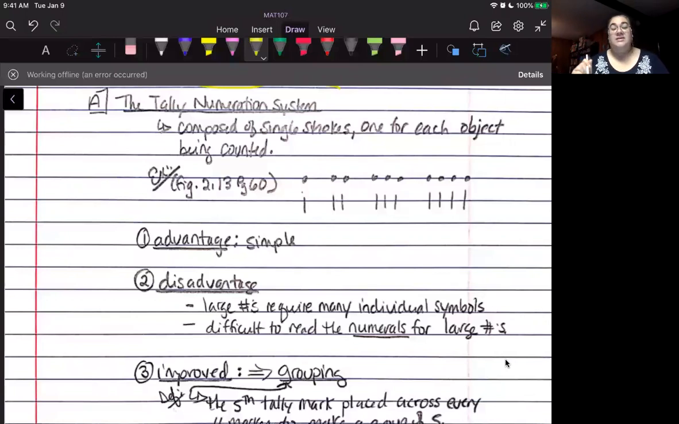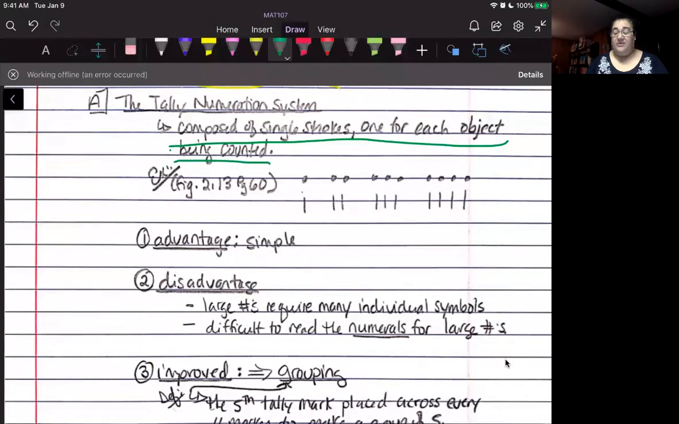But we teach the tally system as a way to bridge into place value, and have them understand what that means, and also to bridge into the discussion of tens and ones and hundreds. Okay, so the tally numeration system, here is what it is. It is composed of single strokes, one for each object that's being counted.